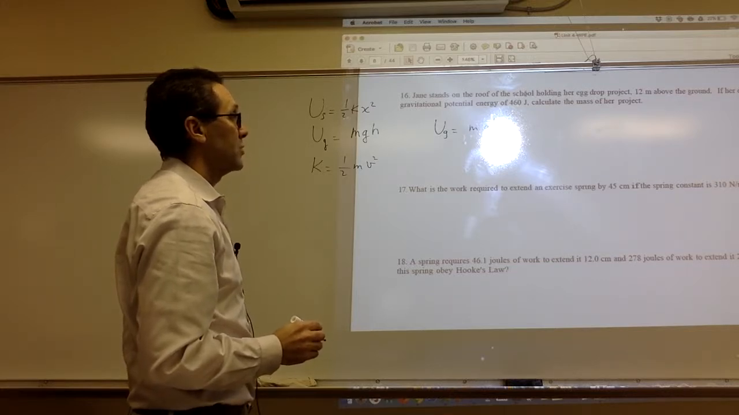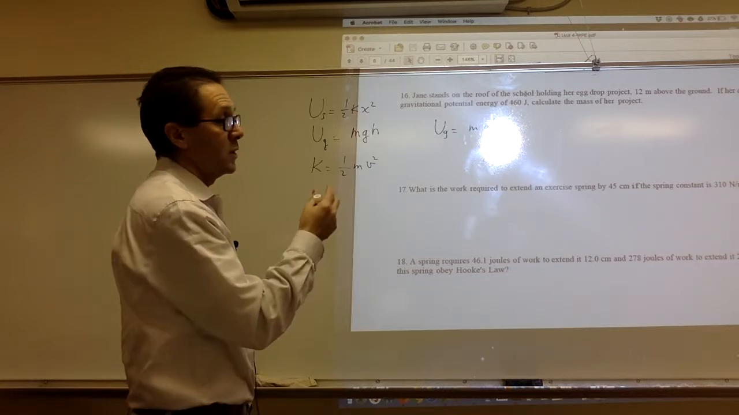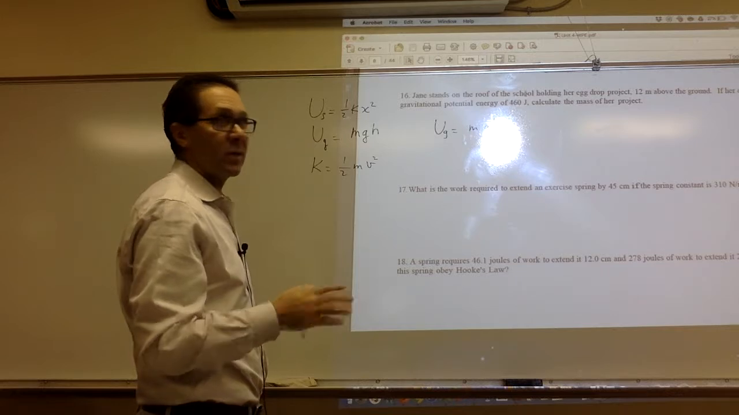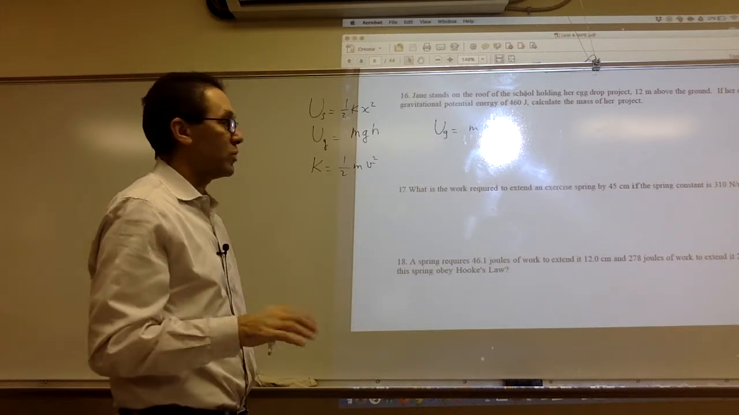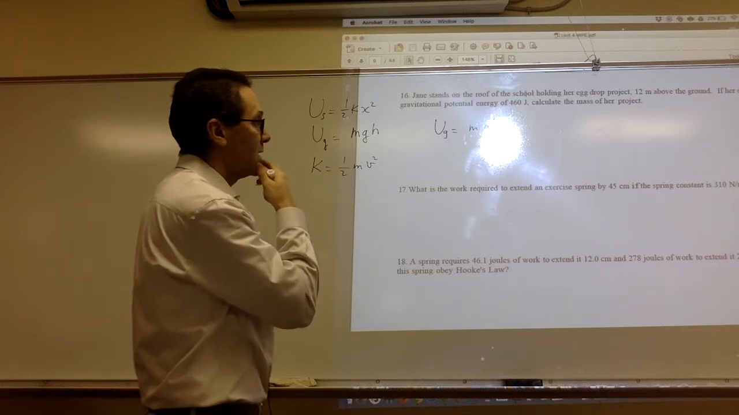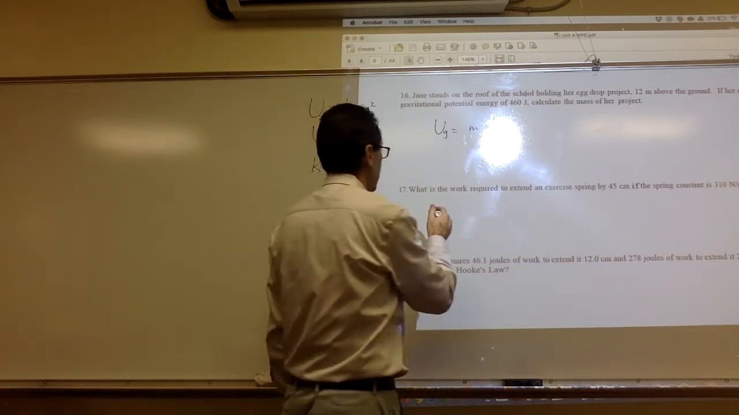What is the work required to extend an exercise spring by 45 centimeters if the spring constant is 310 newtons per meter? So with that spring, in order to stretch it 1 meter, you need 31 kilograms. 31 kilograms is just roughly about 70 pounds, right? So it's a pretty stiff spring, just looking at the number.